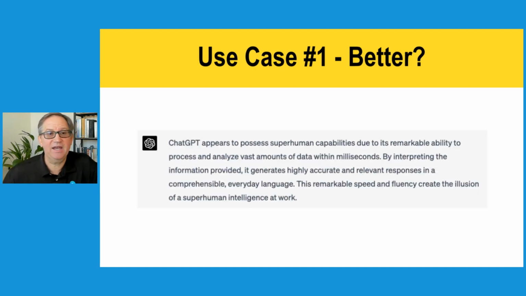And it comes back and it says, ChatGPT appears to possess superhuman capabilities due to its remarkable ability to process and analyze vast amounts of information within milliseconds. By interpreting the information provided, it generates highly accurate and relevant responses in comprehensible, everyday language. This remarkable speed and fluency creates the illusion of a superhuman intelligence at work. So that's ChatGPT rewording my question. And that's pretty good. It's easy to understand.